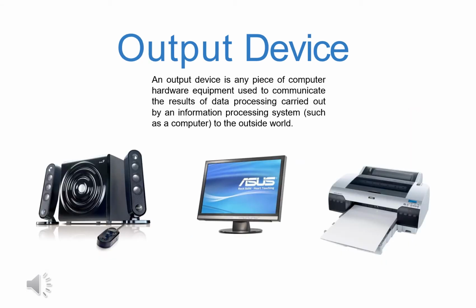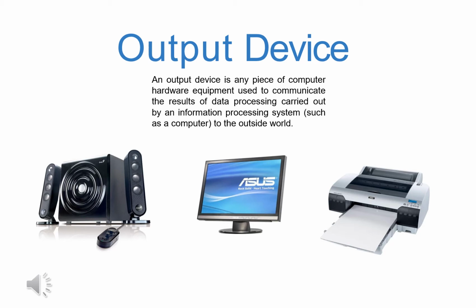Then after that we have output devices. Output devices are the devices which facilitate us to produce the output in any form, whether in digital form or any other form. Generally we have two kinds of outputs. One is the hard copy output, another one is the soft copy output.